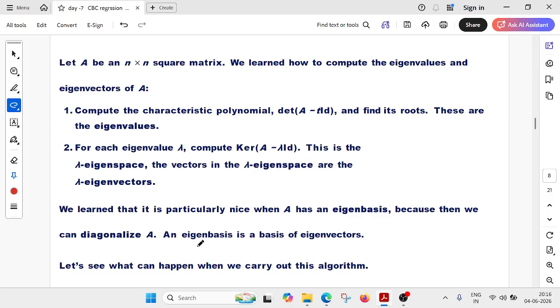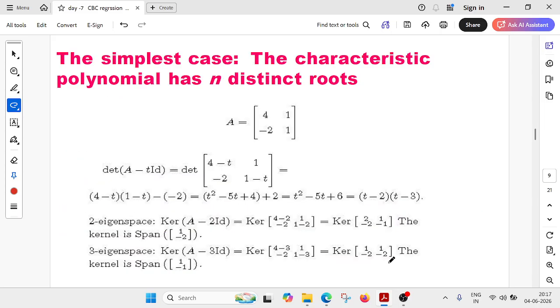When you compute the eigenvalues and then the eigenvectors, we learned that it is particularly nice when A has an eigenbasis, because then we can diagonalize A. That's the main thing. An eigenbasis is a basis of eigenvectors. Now we can see how this algorithm comes out. I have taken simple examples so you can connect with them.